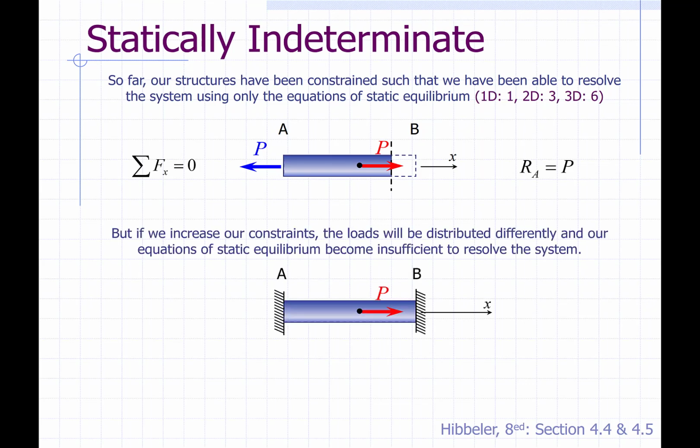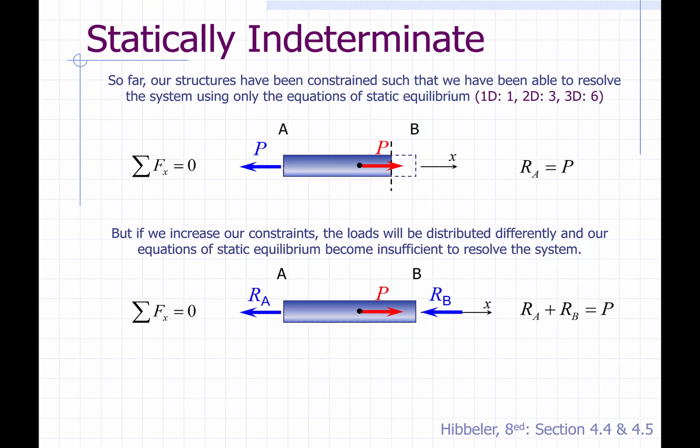However, if we increase our constraints, i.e. we add an additional support, the loads are distributed differently through our system, and the equations of static equilibrium are insufficient to fully resolve the system. So, we see a statically indeterminate problem here where we have a support both at A and at B, and again the load P applied somewhere in the middle. We'll use our one equation of static equilibrium for sure, but we'll see that it's not enough to resolve all of our unknowns. Let's draw the free body diagram.